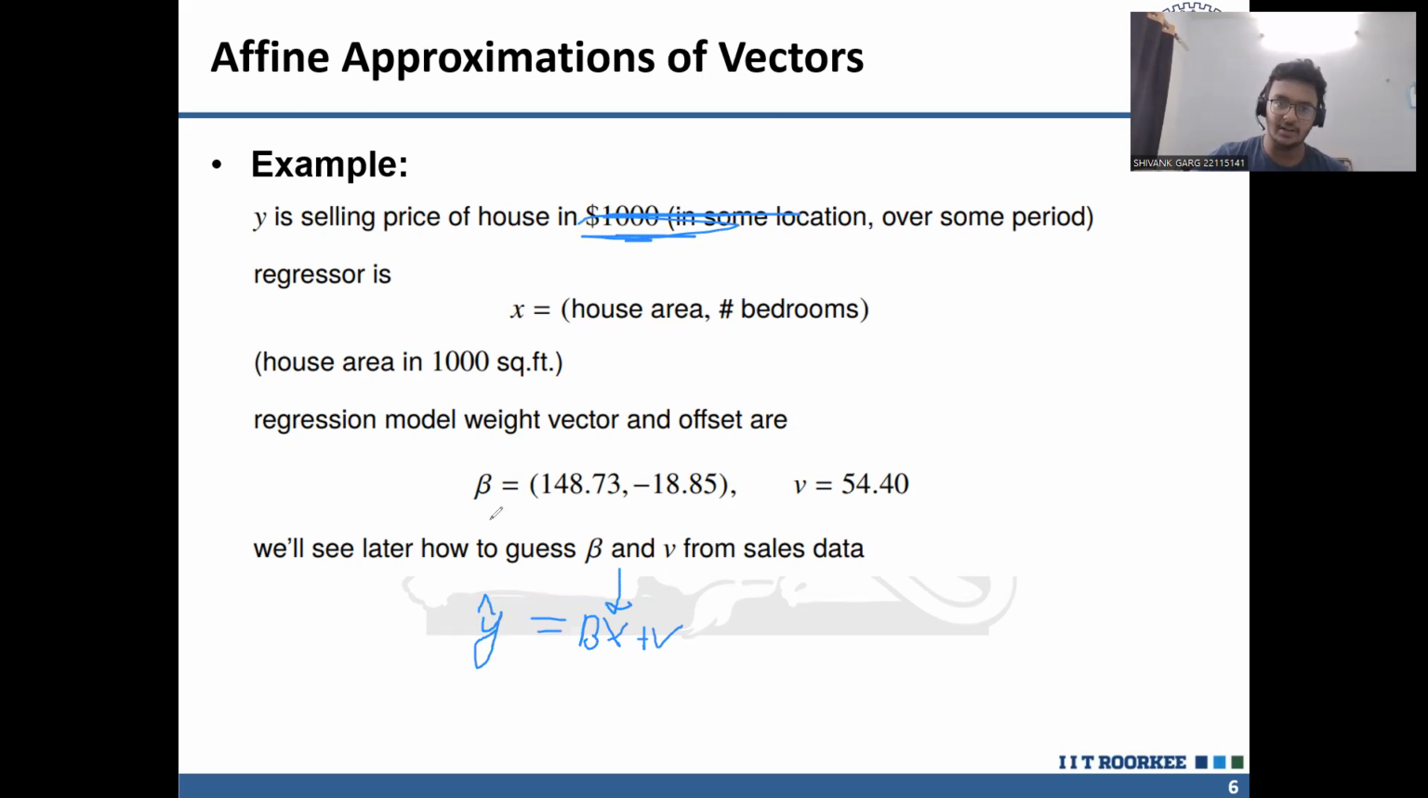And in this model, you get a weight vector which is beta and the offset value. So basically when you compute beta times x plus v, beta x will be the inner product of beta and x, and v is the offset value which you add. So basically this will give you the final result of the predicted value. We can understand it more through an example.